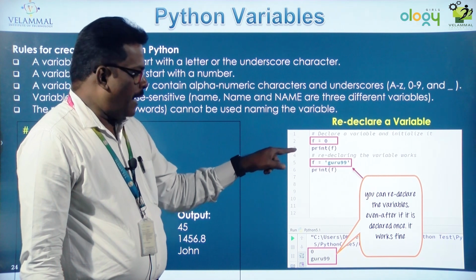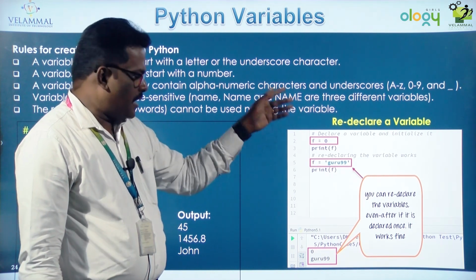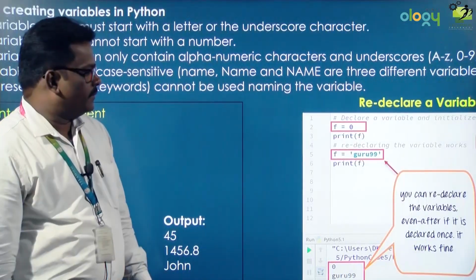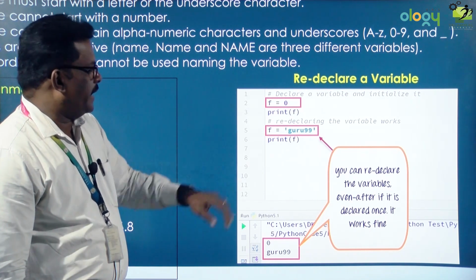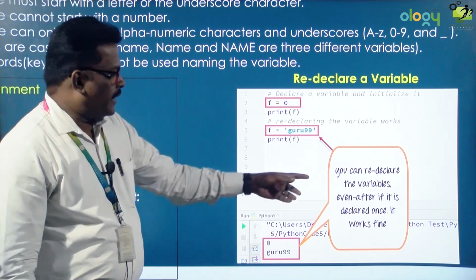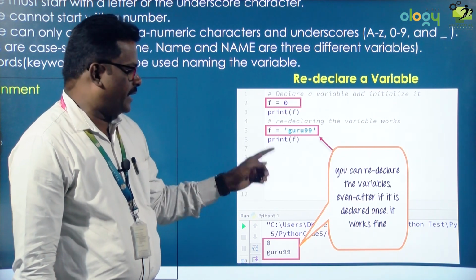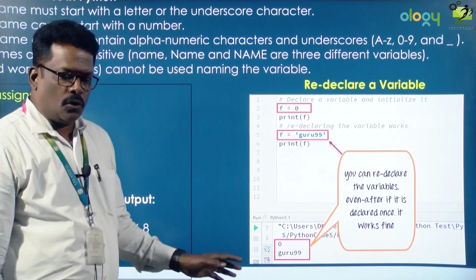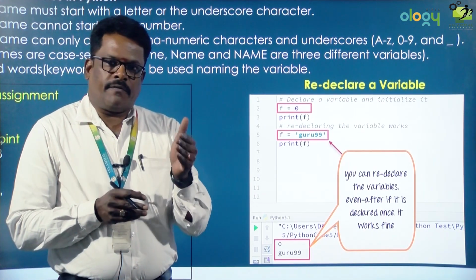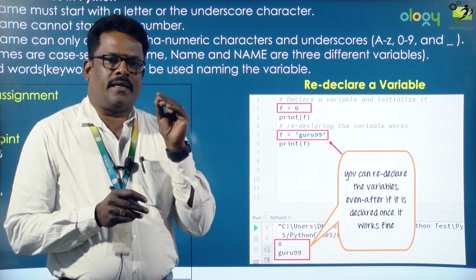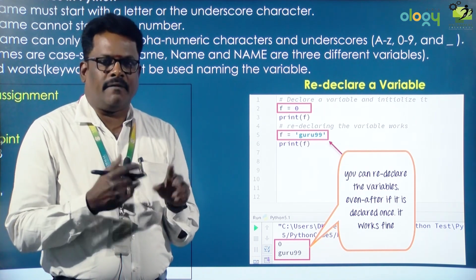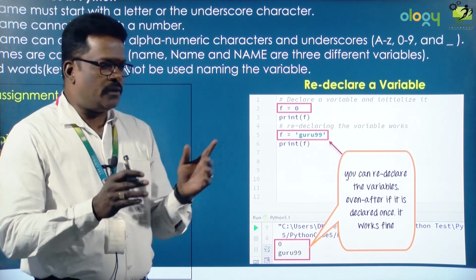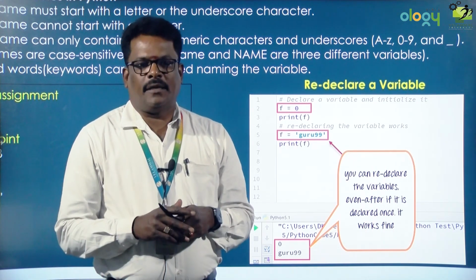Now, I am doing a lot of work, and after that, f equal to, in single quotes, Guru 99. Okay. You can redeclare the variables even after they are declared. It works fine. Okay. So, you can make use of a variable by initializing the initial value 0, and you can manipulate the value inside the program. Wherever you want, you can change. Okay. So, this is about the basics of Python programming.